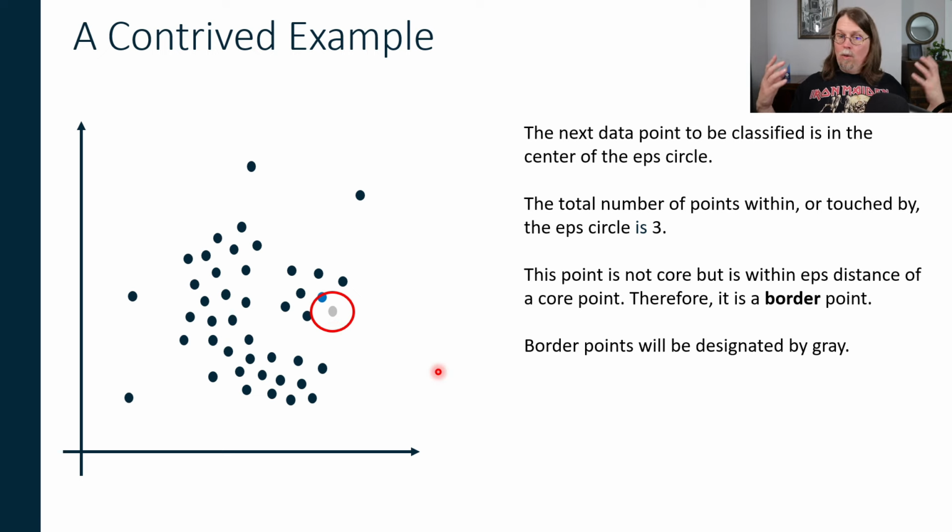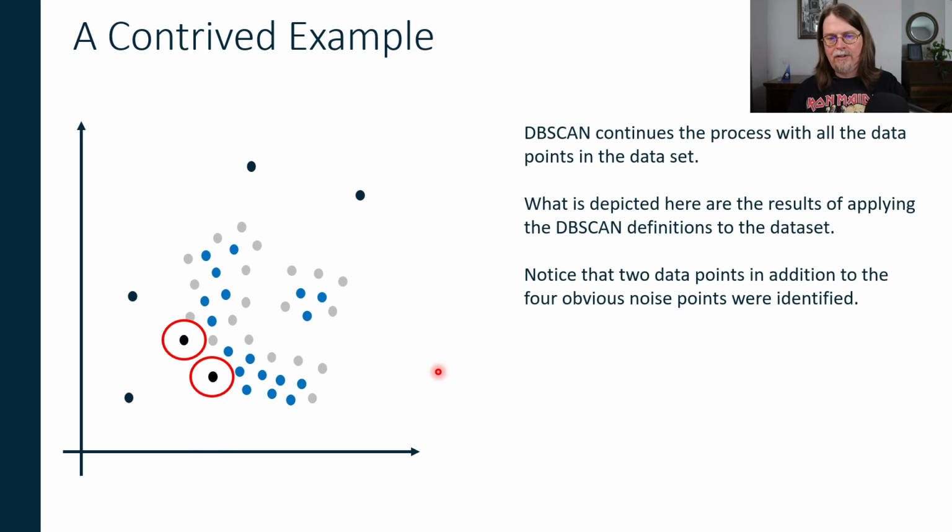The algorithm just moves that EPS circle all the way through all the data, and if you do that with this, this is what you get eventually. I took a lot of time and effort to do this by hand, by the way, filling out this slide, so hopefully you appreciate that. And notice this: we have core points here, core points here, core points here.